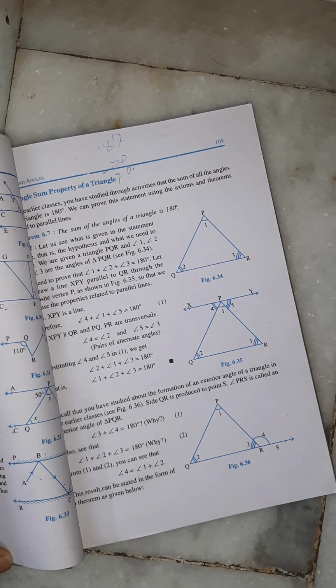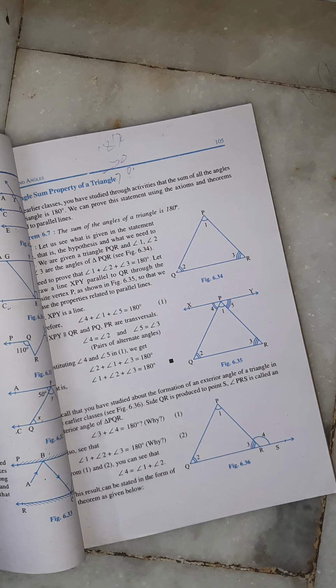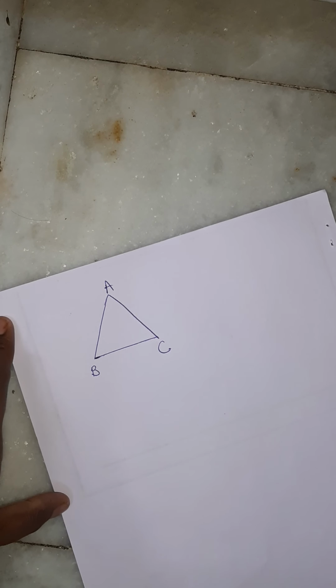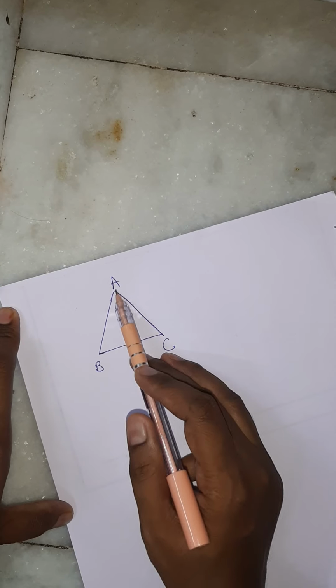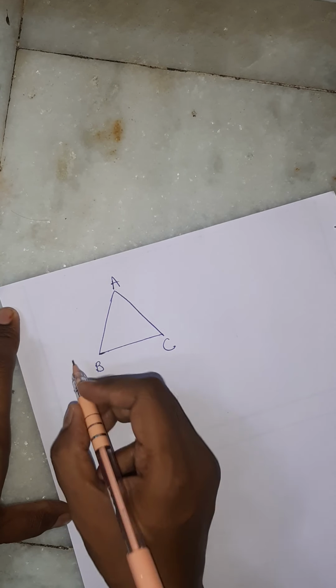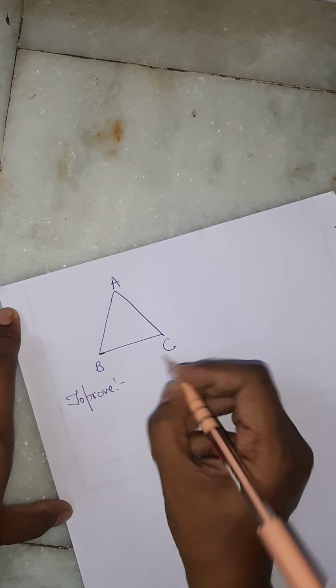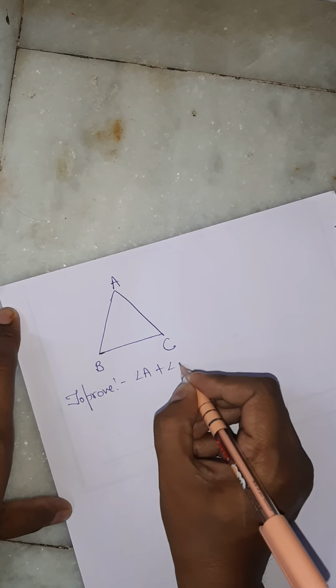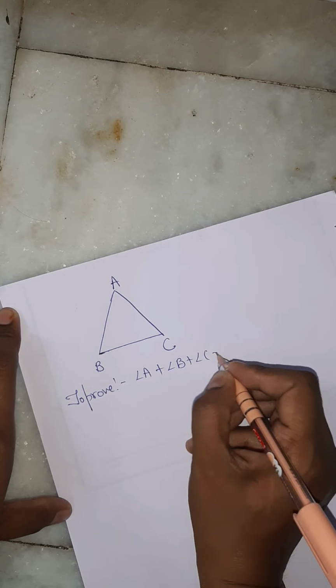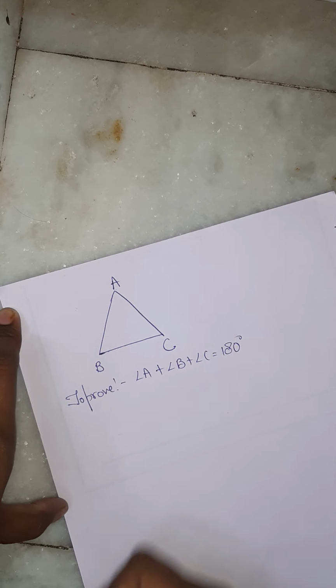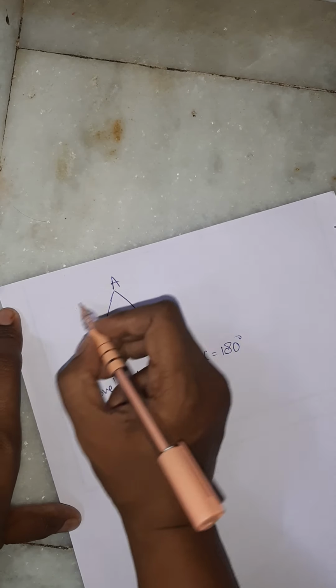But now in 9th class we have to learn how to prove this property, that sum of all the angles of a triangle is 180 degree. So just see how to do the proof of it. See, let us take a triangle ABC. What we have to prove? We have to prove that sum of all the three angles is 180. That is angle A plus angle B plus angle C is equal to 180 degree. Correct?